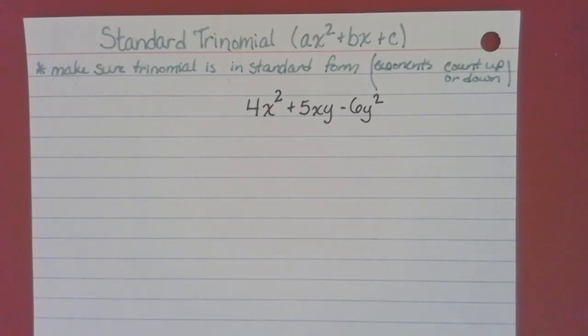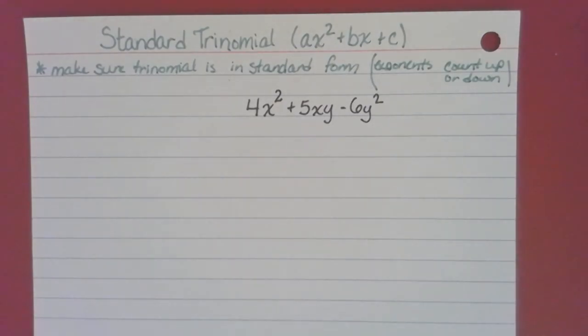Okay, so for this card, this is our standard trinomial. This is the most involved problem that we're going to do for factoring. It's where we have to pull in all the factoring that we know. They are trinomials. We have a lead coefficient, so that number attached to that x squared is something other than 1. So what we want to really make sure is that we have the trinomial in standard form, which means our exponents are either going to count up or down.